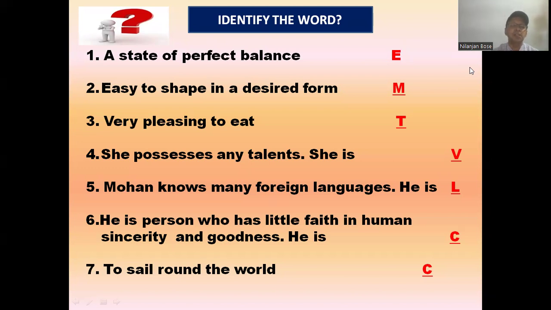Moving to question number 6. He is a person who has little faith in human sincerity and goodness. He has very little faith in goodness. What is he called? He is known as cynical. As the first letter is C, it should be cynical. That is called cynical. And the last word: to sail round the world. If somebody is sailing round the world, that particular action is known as circumnavigate, right? Circumnavigate.